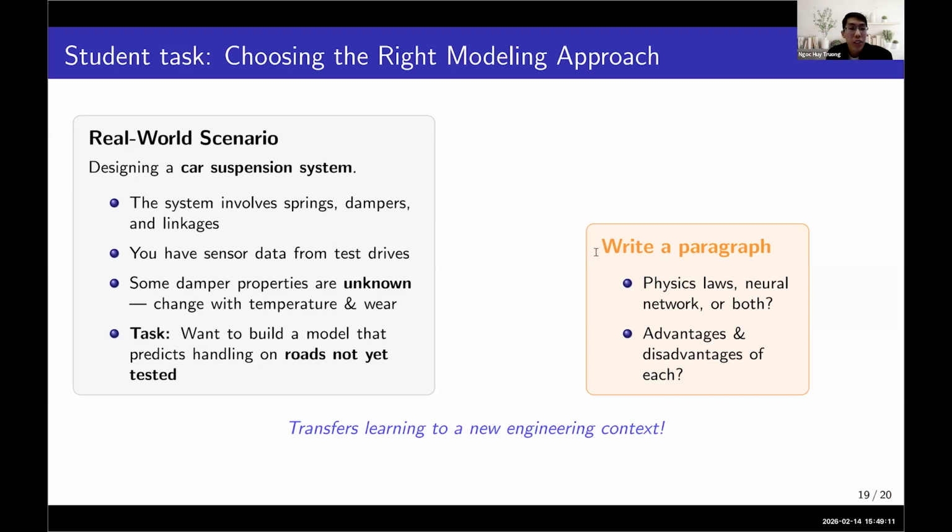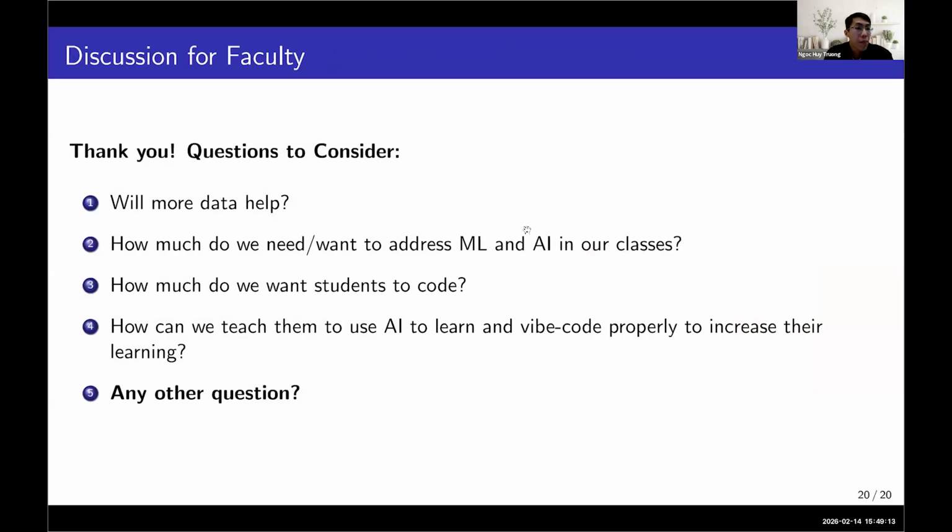All right, I have 1 minute. Thank you. I have several questions for us to all discuss together. Will more data help? How much do you need? How much do we want to address machine learning and AI in our differential equation classes? How much do you want students to code? Because sometimes I think not all of them are good at coding. And should we teach them to use AI to learn, to actually use AI to answer the question properly, to increase their learning, not decrease their learning?